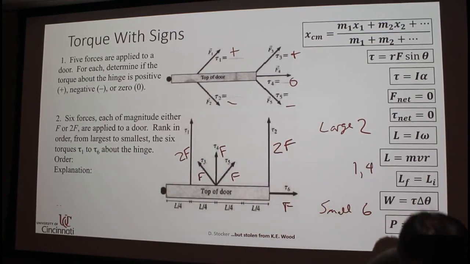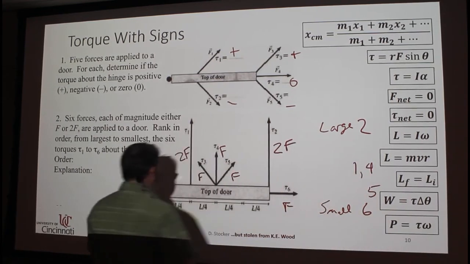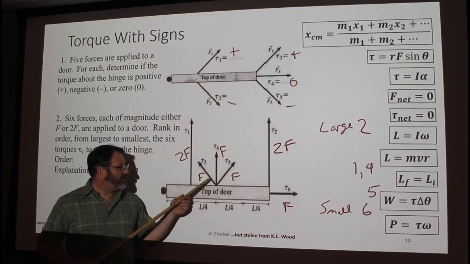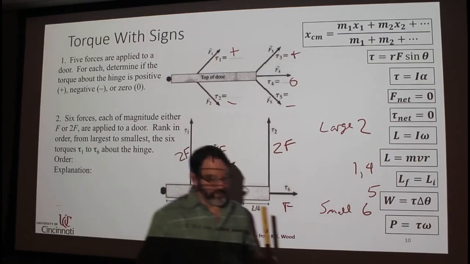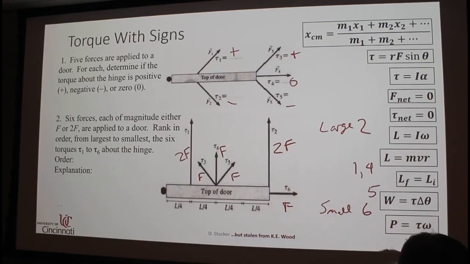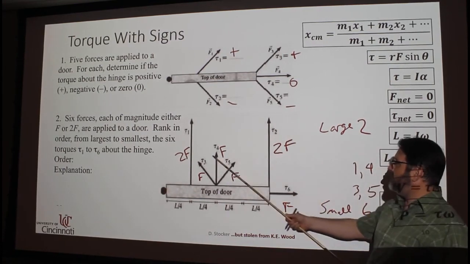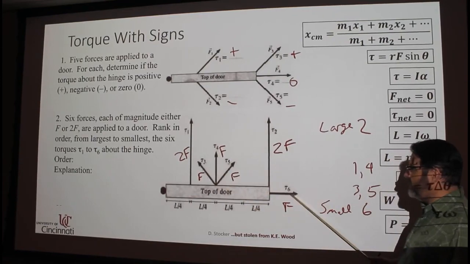So 5 is down there. And the sine of this angle is the same as the sine of that angle because those look the same. So those have to both be the same. So that one is number 3. So the largest is this one, then these two, and then these two, and then this is the last one.